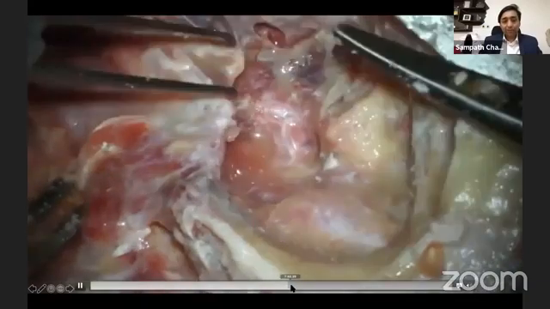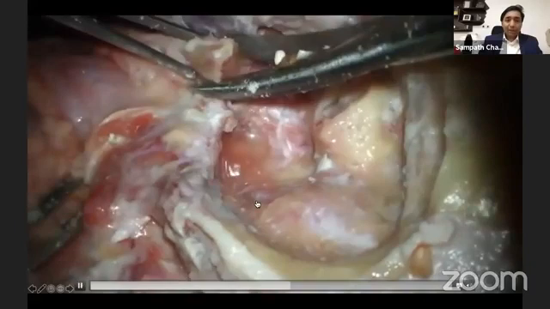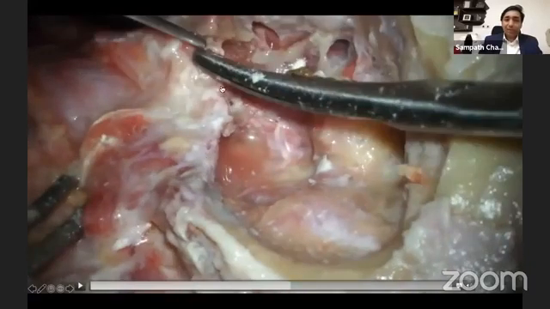Okay, now if you look at this, this is the base of the skull. The undersurface of the petrous, occipital bone, whatever bones that you've been listening to me so far. So this is the base of the skull, undersurface of the base of the skull.